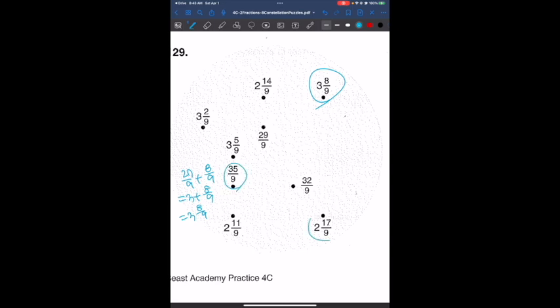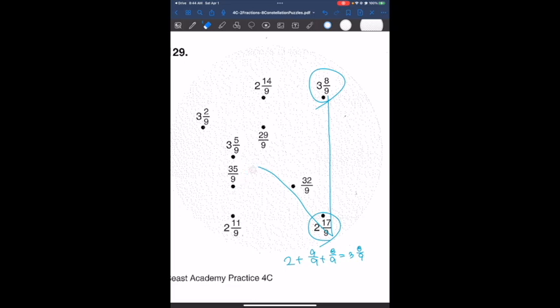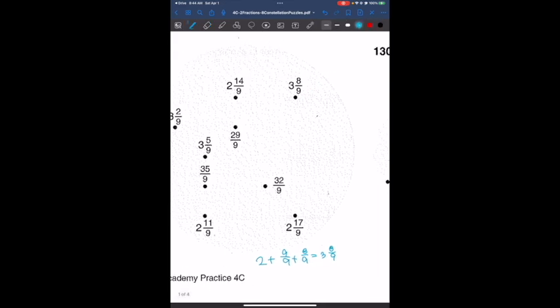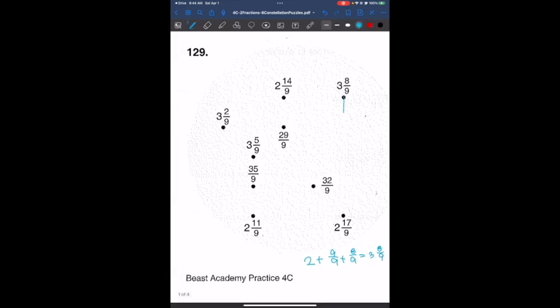And that would be 2 and 17 over 9. Because 2 and 17 over 9 is going to be 2 plus 9 over 9 plus 8 over 9, which is going to be 3 8/9. And so since it's like this, we're going to connect it like this so that we can connect other dots as well. So we're going to connect it like so.